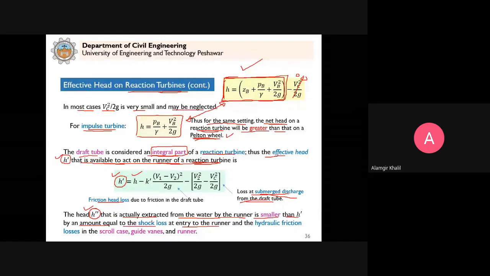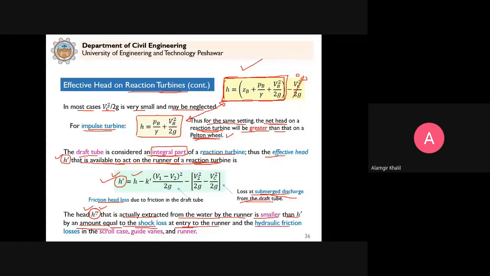This is when the water enters into the blades, there is a mismatch. So the water does not enter smoothly to the vanes or blades of the turbine, that we call shock loss. So that is considered as a loss. And the hydraulic friction losses in the scroll case, guide vanes and the runner. So out of this H dash that is available to the runner, the head that is actually extracted by the runner will be H double dash.